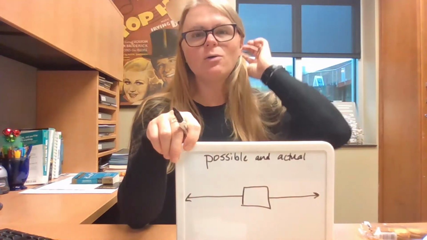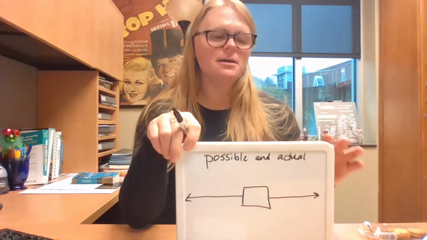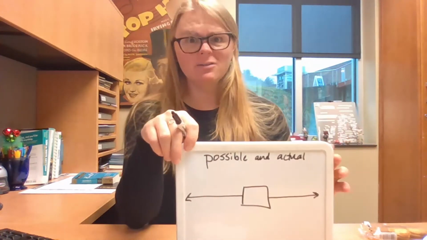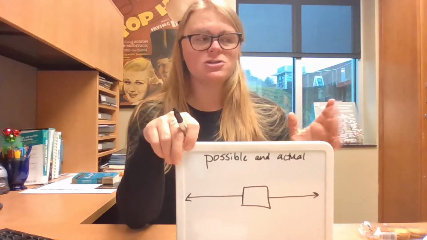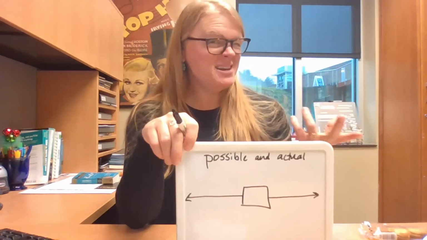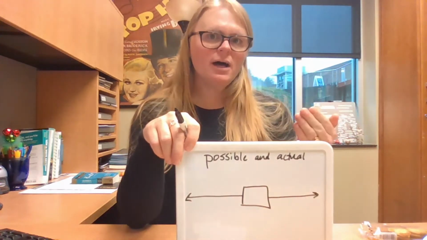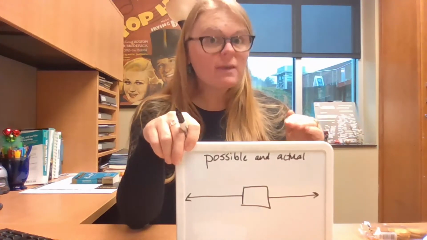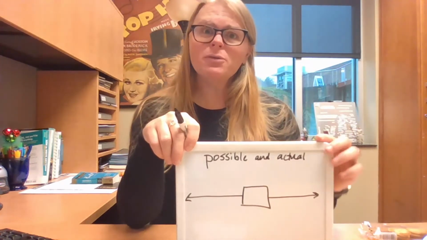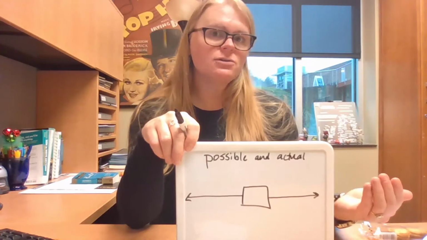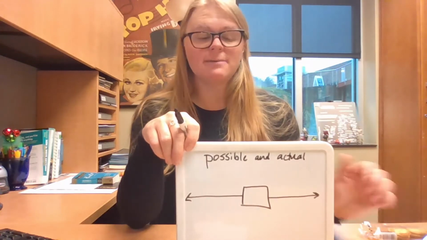So you can't go off the rails here. You can't be like, an effect of this wildfire is that we all get rich. Well, maybe, maybe not. Can you logically prove that? So actual and possible, both are worth thinking about, and both are worth writing about as long as you can connect them logically.